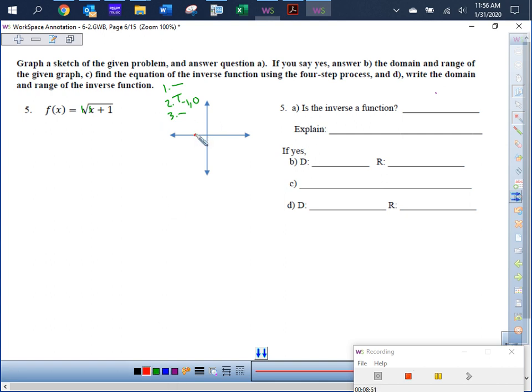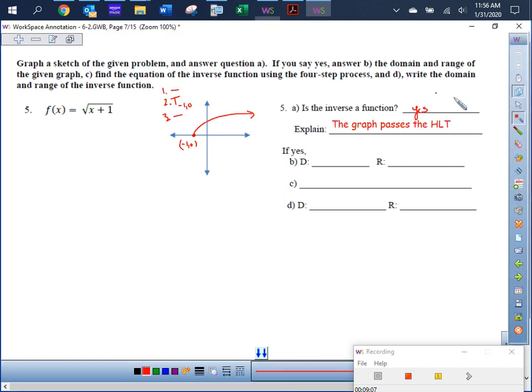He has been shifted 1 unit left, so we got the top of the T-Rex's mouth. This will allow us to answer this: is the inverse a function? Well, that's what we did last time. We used the horizontal line test, and yes, this graph passes the horizontal line test. So if you need to pause to write that down, go ahead, but I'm going to just keep on talking.